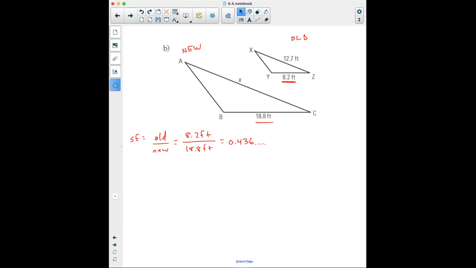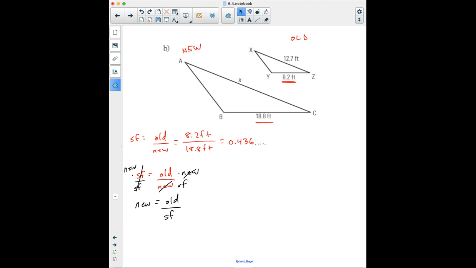Because you guys have already manipulated this formula to solve for new, you can go ahead and use that, but I'm just going to show this one more time to solve for that new. Okay, so scale factor is old over new. We'll multiply both sides by new to get it out of the denominator. Okay, those cancel. Divide by scale factor. New equals old divided by scale factor.